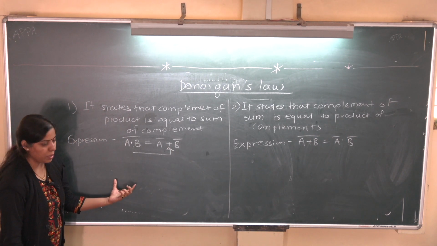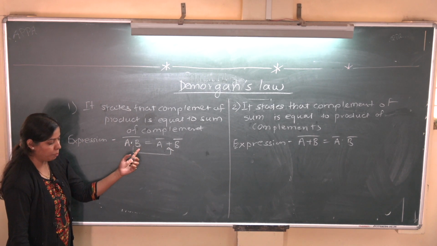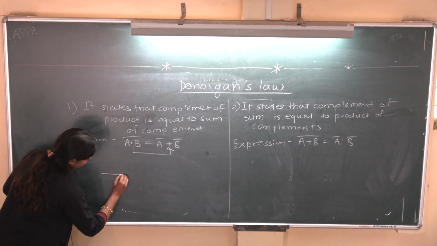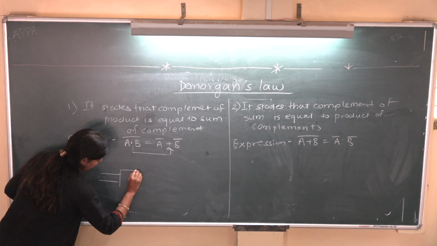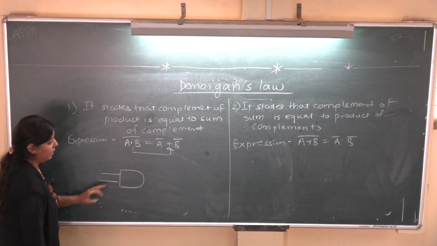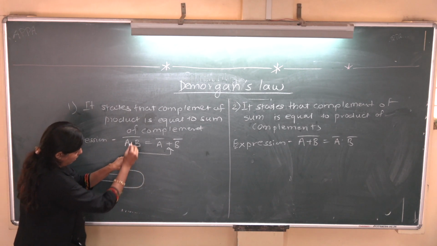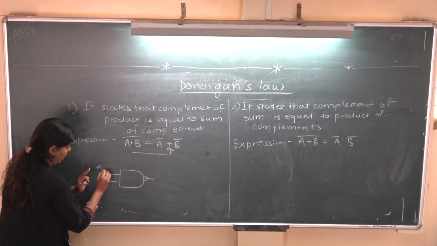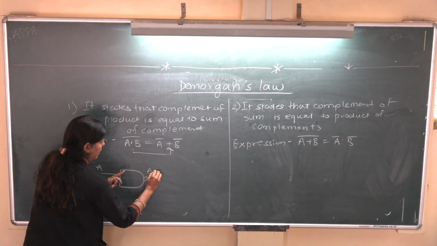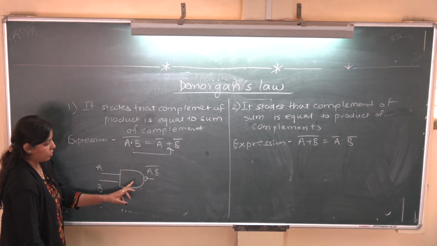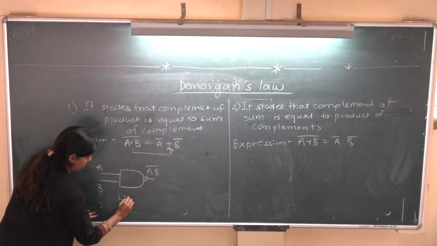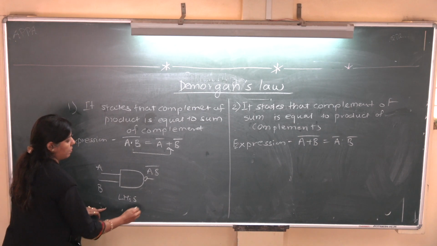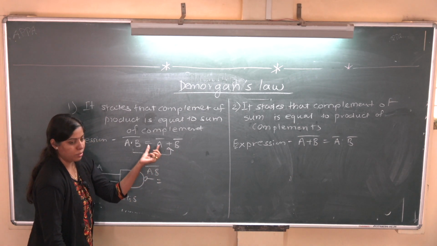So, how to implement this logic? Now, A into B, that is what we are taking, the NAND gate. A into B whole bar is considered as a NAND gate. A into B whole bar, this is the LHS.